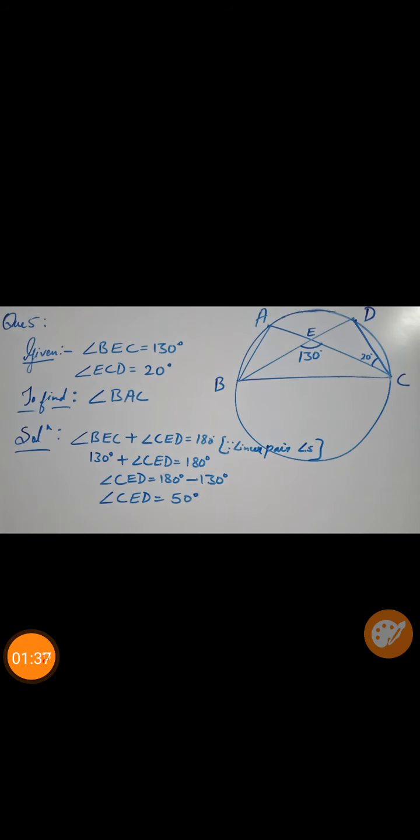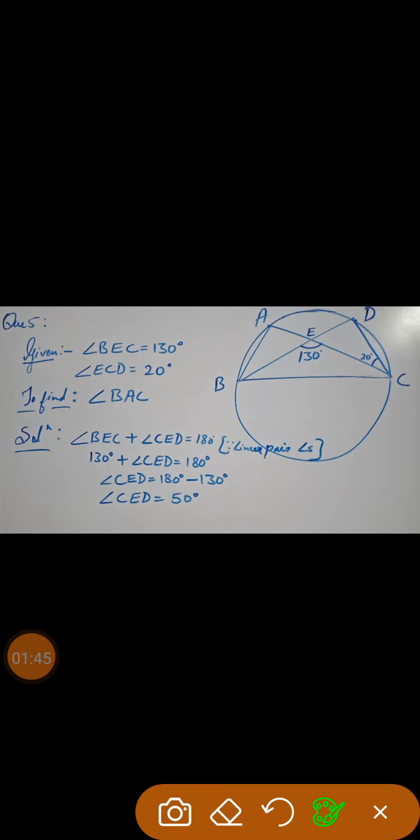Now come to question number 5. In the figure, A, B, C, D are 4 points on the circle. So you can see these are the 4 points A, B, C, D on the circle. AC and BD intersect at point E. AC and BD are intersecting at point E, and such that angle BEC is 130 degrees. This angle BEC is 130 degrees and angle ECD is 20 degrees. This angle ECD is 20 degrees. Find angle BAC. BAC means this angle we need to find.